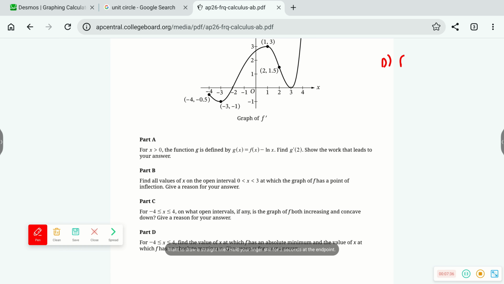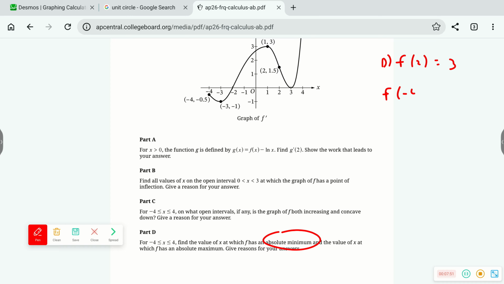So we know for part D that F of 2 is equal to 3. And I need to know when I have an absolute minimum. So we need to calculate or think about what is f of -4. That's one endpoint. F of -2, that is a critical point. F of 3 is a critical point, and F of 4 would be the other endpoint. Right? So again, I know F of 2 is equal to 3.